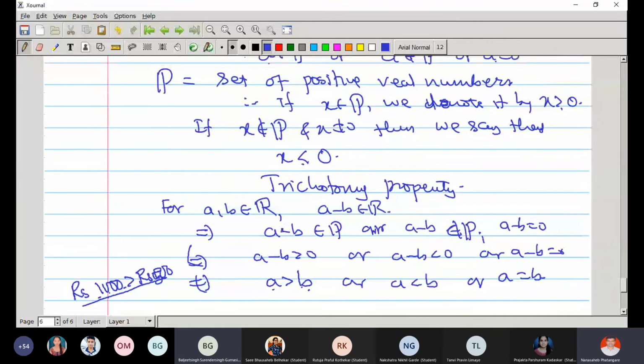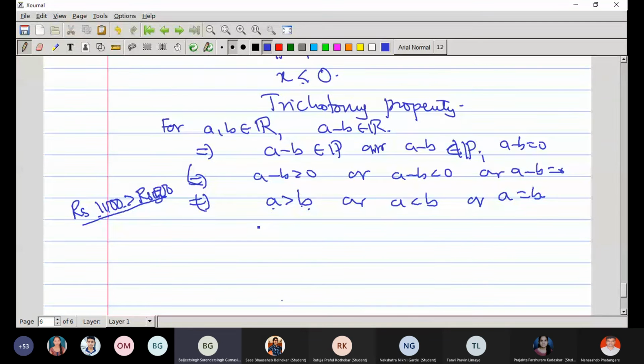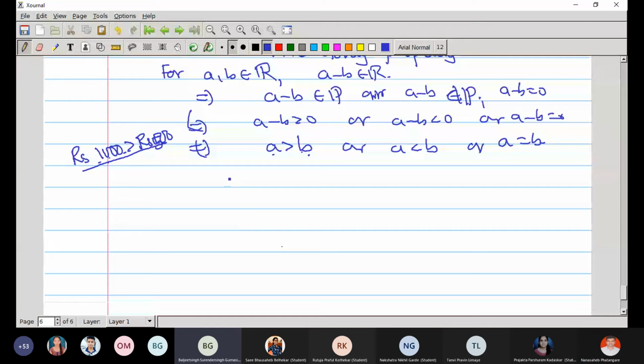So, sir, in complex numbers, is there no concept of one number being greater than the other? Like in real numbers, we can say that a is greater than b or a is less than b. In complex numbers, we can't say that a complex number is greater than another complex number, or less than another complex number. No, it is not like that.